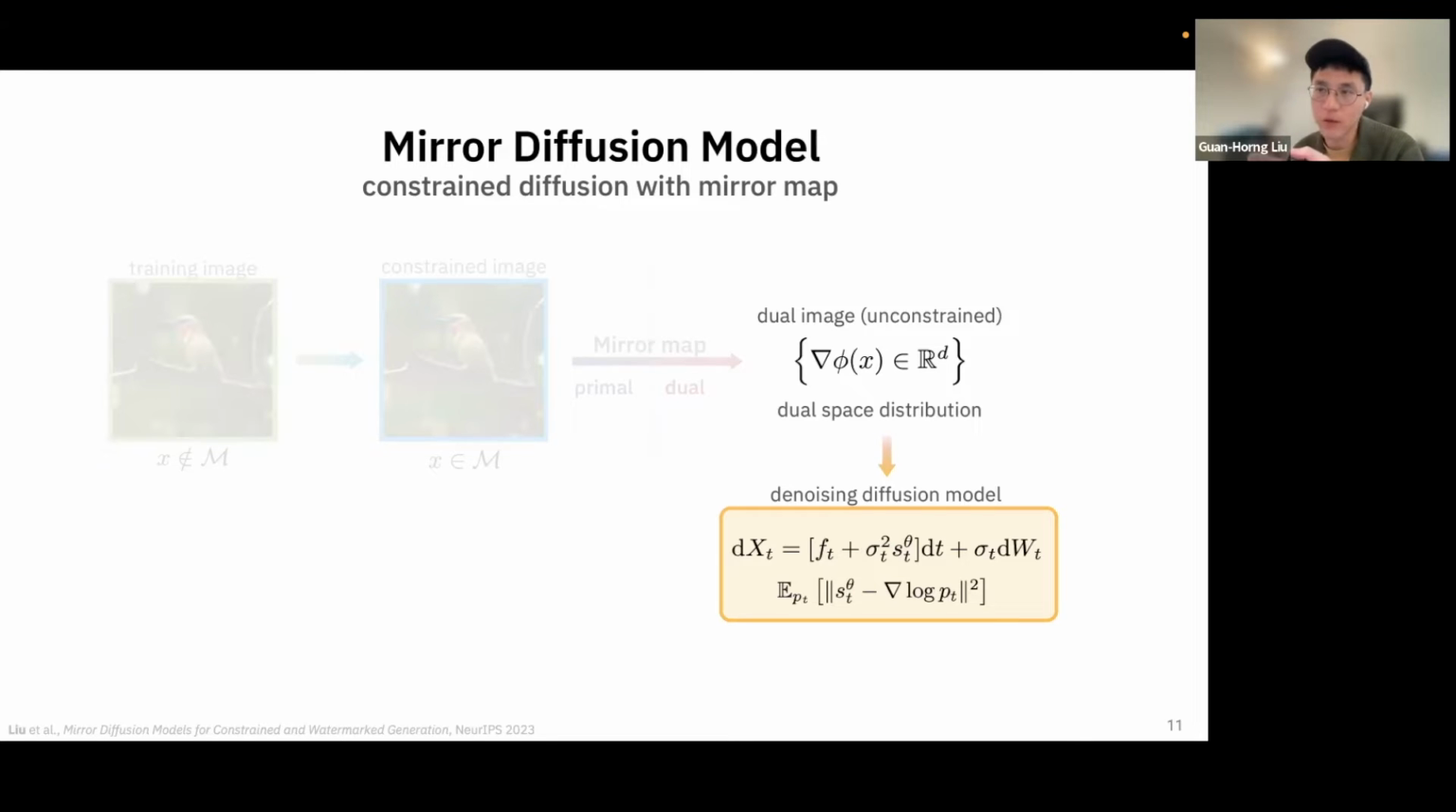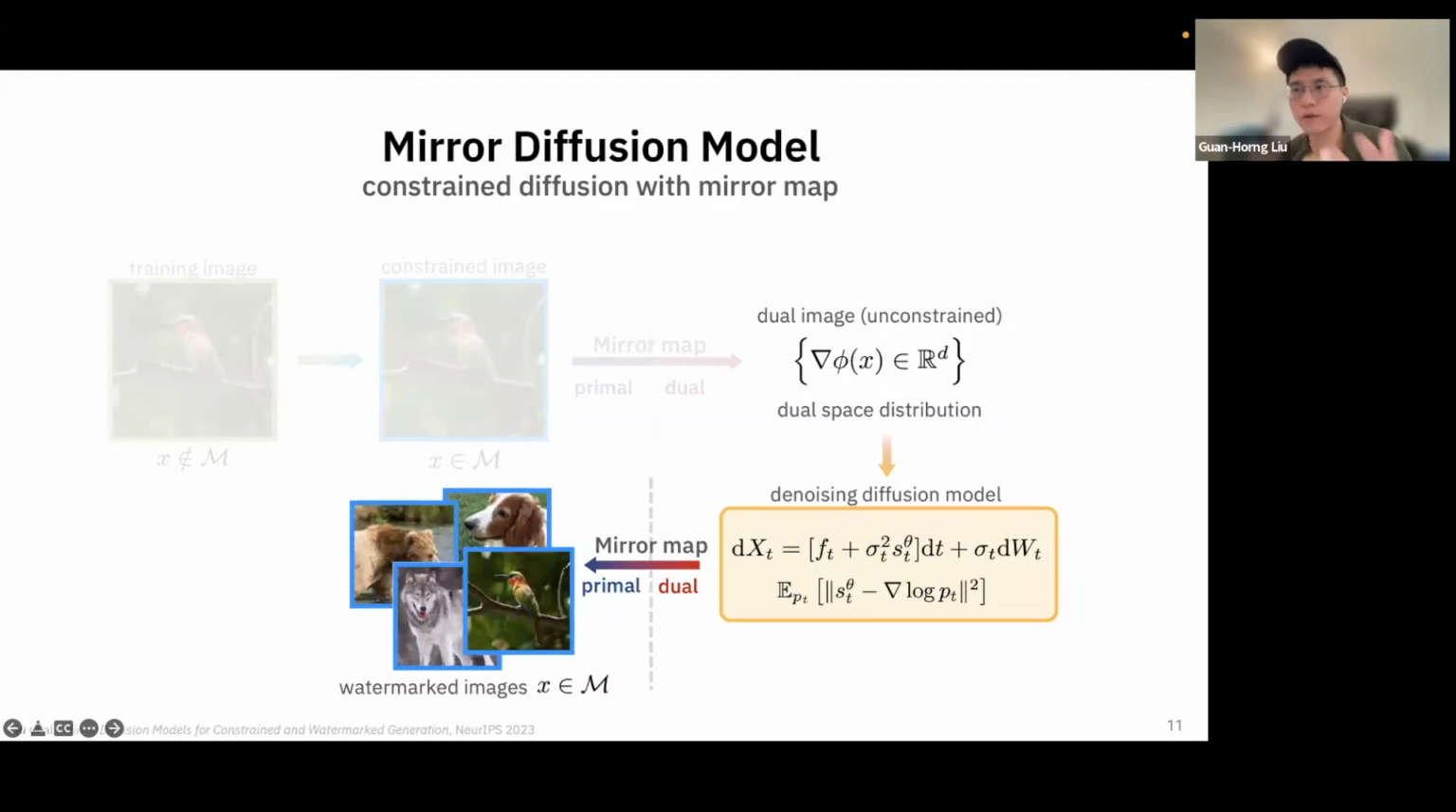So maybe just to give the summary again: for each image, because the training image is not necessarily inside the constraint set, we have to do a projection step to make sure that is true. Then the watermarked sample is inside the constraint set and is a valid primal sample, so we can use the mirror map to map that into the dual space, so that we can construct a distribution of samples in the dual space. Then, because the dual space is simply Euclidean space, we can apply a similar denoising model to learn the dual space distribution. After training converges, we simply apply the inverse of the mirror map, so that we can generate images in the primal space, or in other words, generate images that are watermarked.